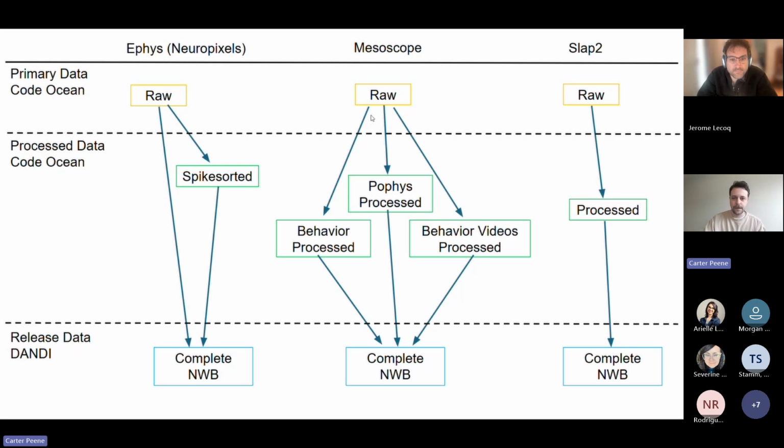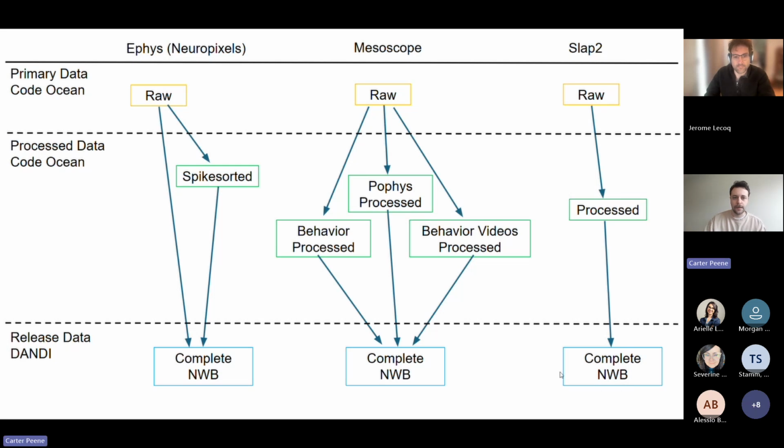For Mesoscope, it's a little bit more elaborate. They do 3 different processed assets for each raw session, because each submodality of a Mesoscope session, like the behavior video and the planar ophys, gets done with a different pipeline. Those all get combined into our completed NWB. And for SLAP2, we basically just produce a processed asset and then a completed NWB from that.